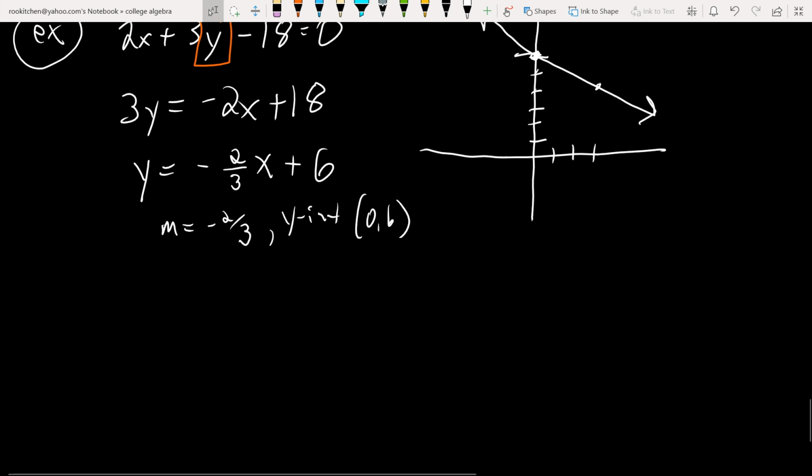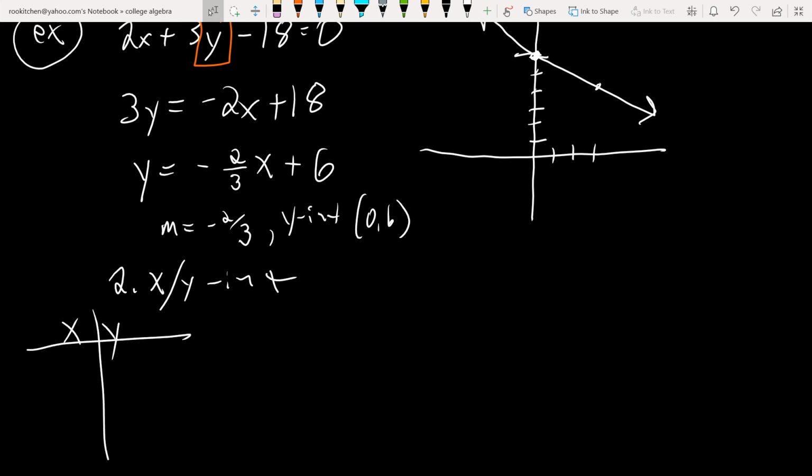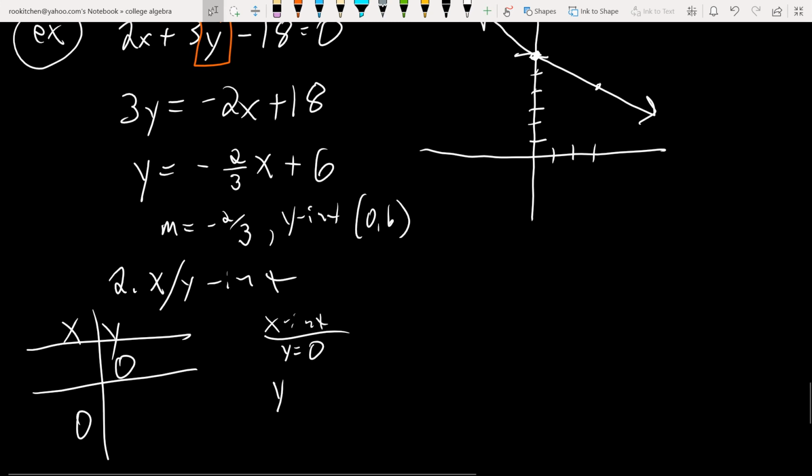The other method you could use is plotting the x and y intercepts. So that comes down to just forming this table. For the x-intercept, you let y equal 0. And for the y-intercept, you let x equal 0. Okay, and then you figure out the ordered pairs, right? So again, the x-intercept, you're letting y be 0. Okay, and let's make up a different example. And the y-intercept, you're basically letting x equal 0.